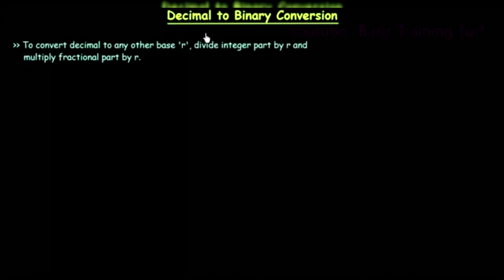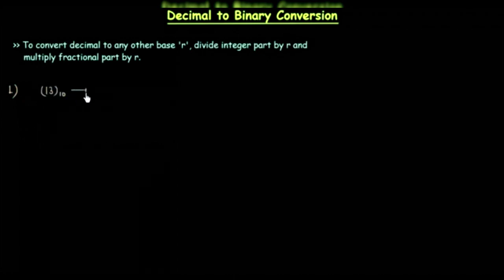In the last presentation, I introduced the binary number system to you. From this lecture, we will start the conversion part of our number system. The first conversion that we have to study is decimal to binary conversion. We have two methods to convert a decimal number to binary, and we will start with the first method. Let's say the decimal number is 13 and we want the binary equivalent of 13.